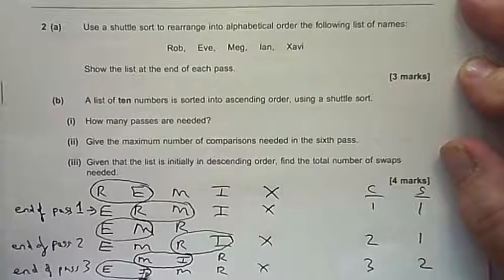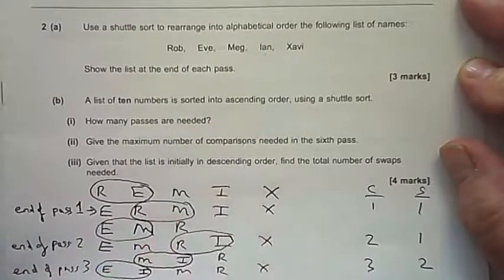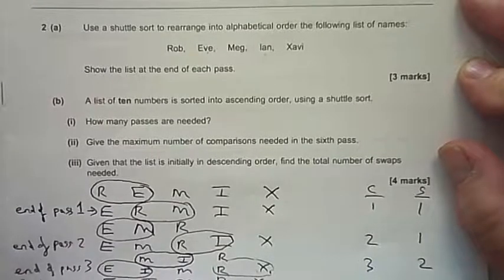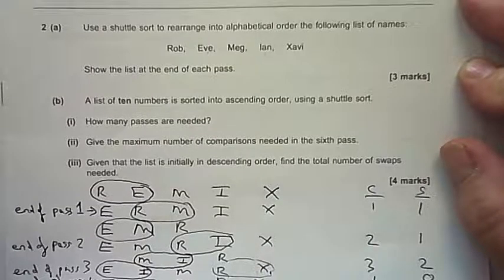Notice that the list is now in order. However, with shuttle sort you always need to use n-1 passes. We have 5 items, so we're going to need the 4th pass. So for the 4th pass we just compare these last 2, and you can see there's no swap. And there we are. So that's the first 3 marks.